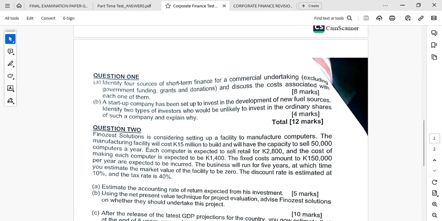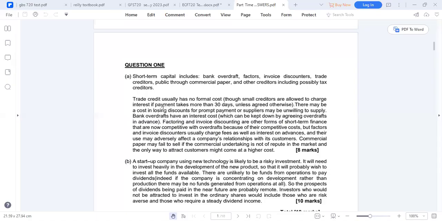We also have commercial paper. Somebody explain the commercial paper. So we talked about trade credit, which has usually no form of cost. We've talked about factoring and invoice discounting. I'm just expanding these points so that you should understand how to expand them. So these are sources of short-term financing.